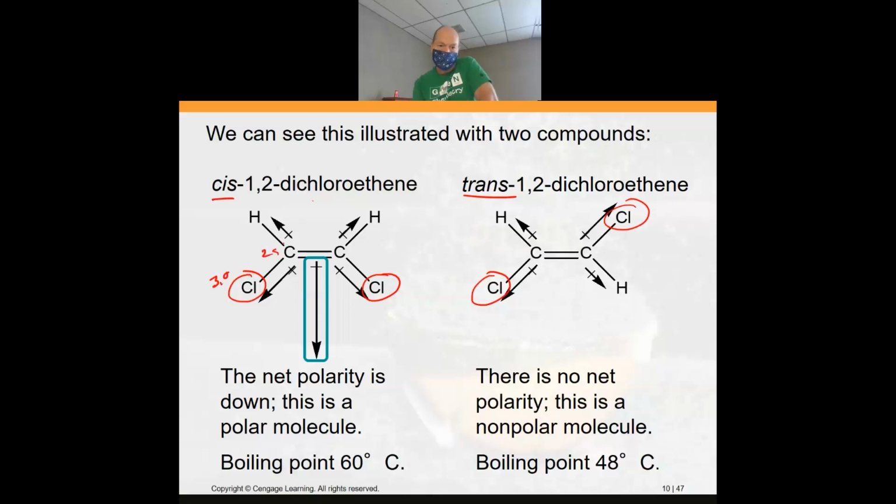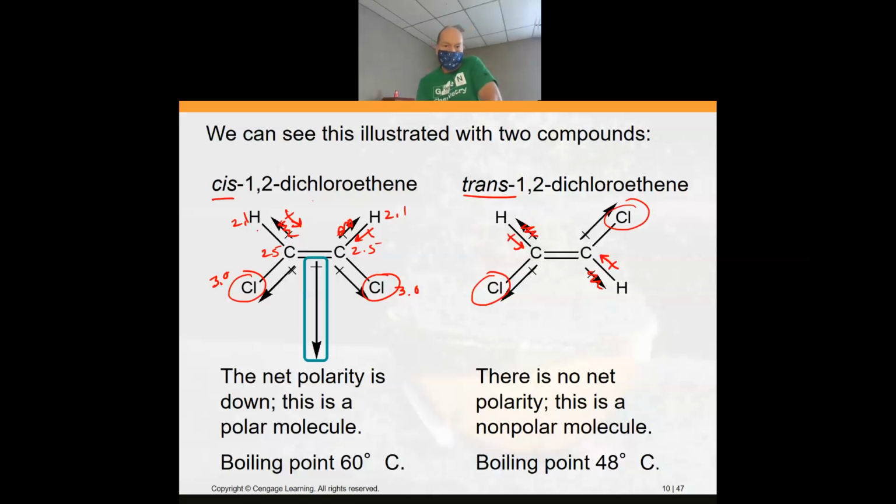3.0, 2.5, 2.1. Those are your electronegativities that you have memorized from the chart. When we look at our bond dipoles, we always point to the higher electronegative number. Point to the higher electronegative atom. Always point to the higher electronegative atom.